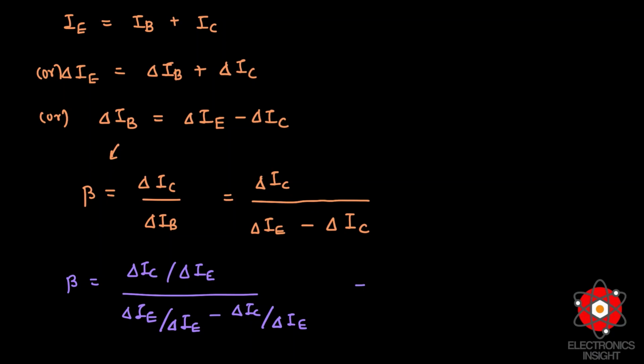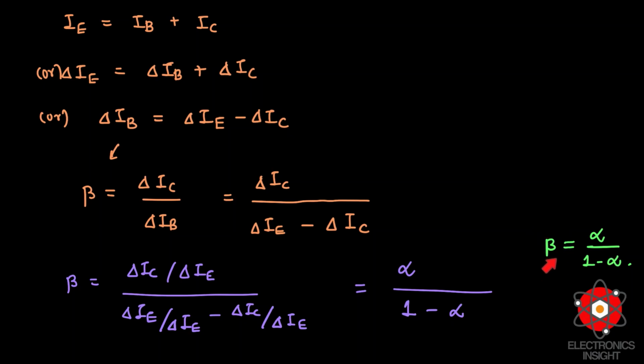And we know that del IC by del IE is alpha, and del IE by del IE becomes 1, and again del IC by del IE is alpha. Therefore, the relationship between beta and alpha is beta equals alpha by 1 minus alpha. And it is very clear from the expression of beta and alpha relationship that if alpha approaches unity, which means if alpha is going to be 1, then beta approaches infinity, because beta is equal to alpha by 0. Anything divided by 0 becomes infinity, and therefore beta becomes infinite.